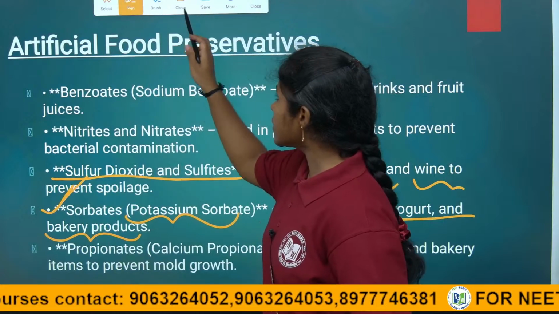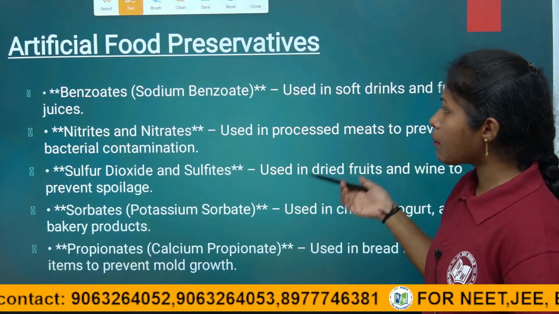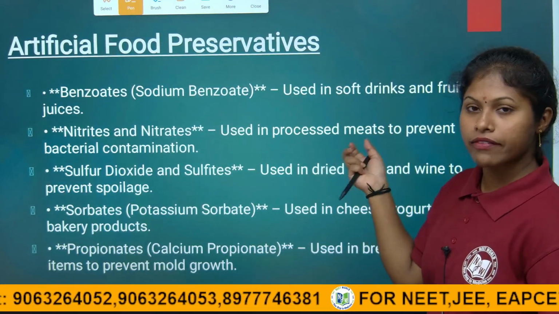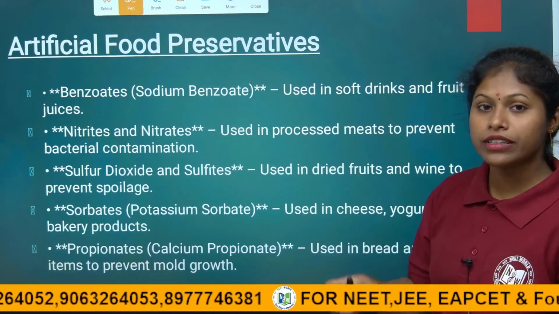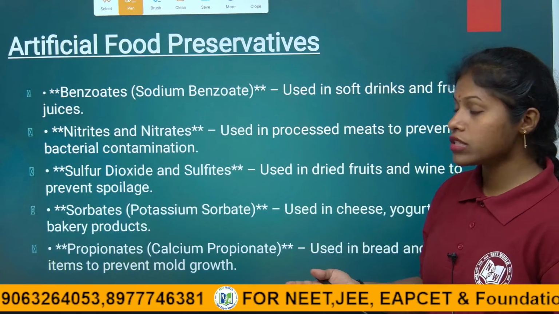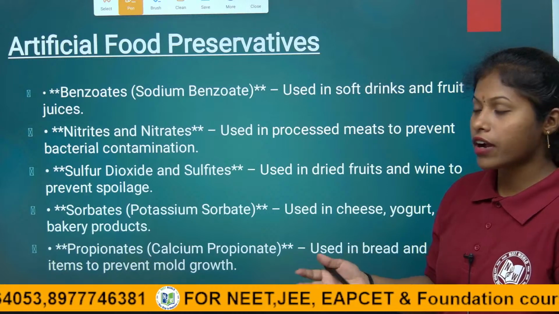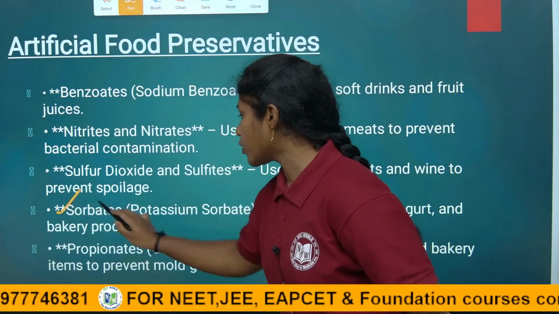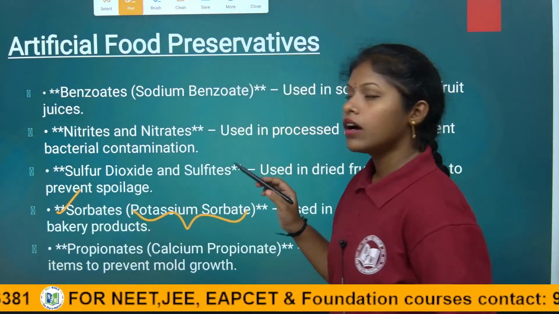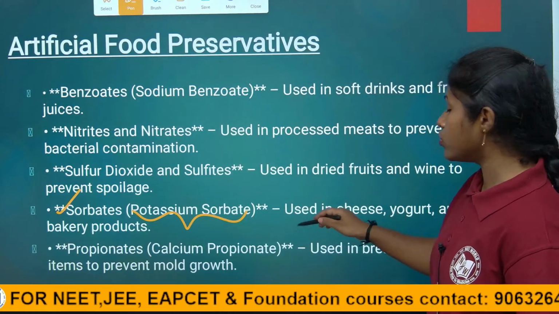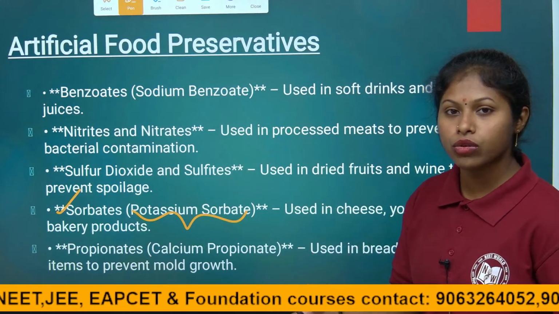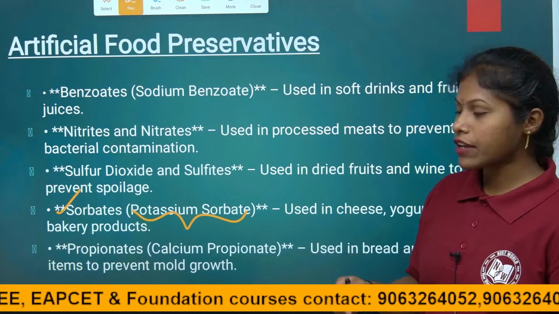And if they ask a question like, which among the artificial food preservatives is most used to reduce the nuisance from microorganisms like fungi? It is sorbates, because sorbate contains potassium. It reduces the growth of microorganisms like fungus.